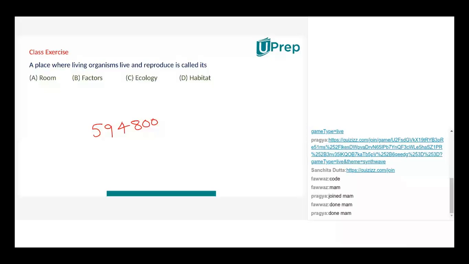Yashika, Neha, Fawaz, actually all of you have played well, but Yashika, Neha, Fawaz have almost the same points, right? Hovering between 14,000 to 15,000. Pragya has done phenomenally well, with 23,000, because all her answers are correct, right? And of course, time also has to be taken into consideration. Okay, good. So let's just discuss the questions.